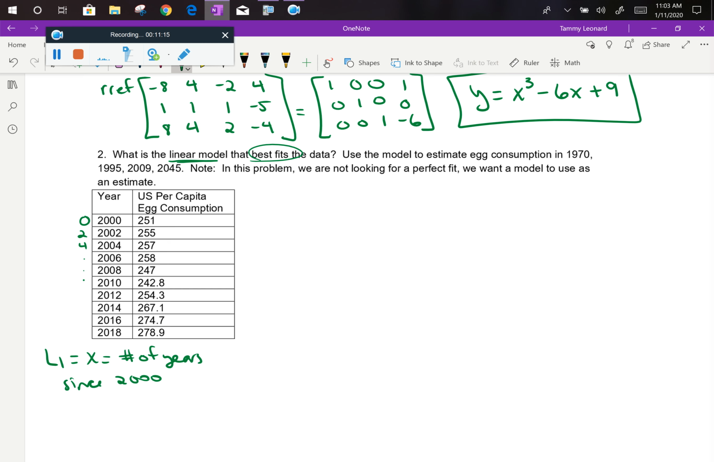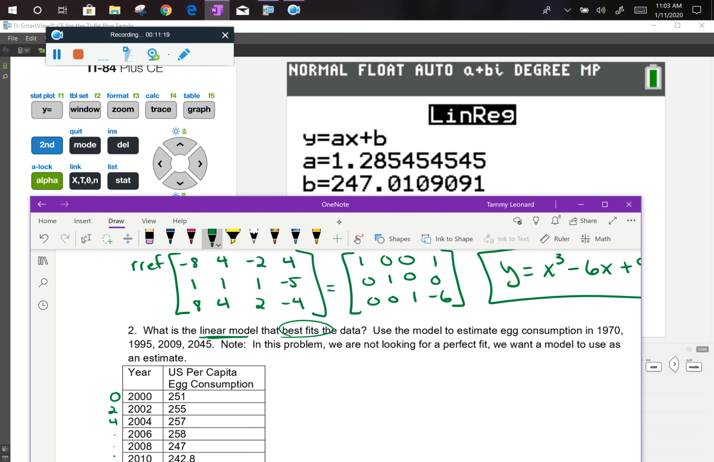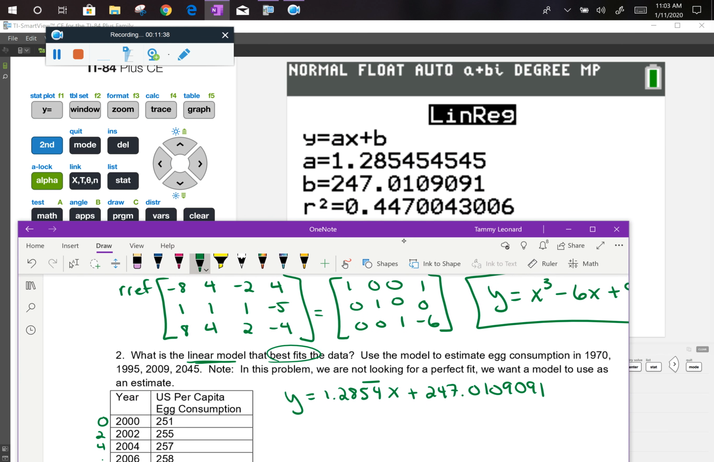So I go back to my work that I was doing. First, I'm going to write the linear model. We've got y equals 1.2854. It looks like that 54 is repeating, x, plus 247.0109091. All right. And then I'm also going to record that r squared because it's kind of like a score saying how good this model is.